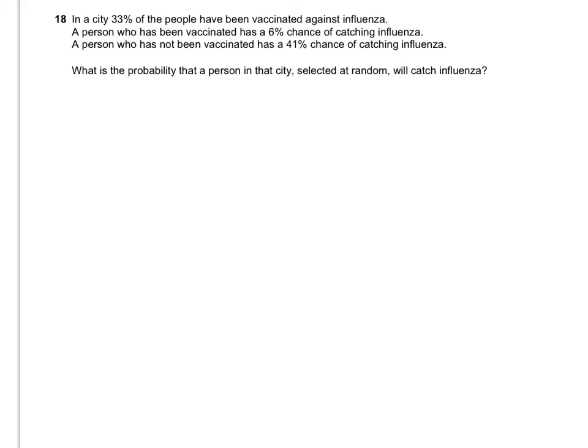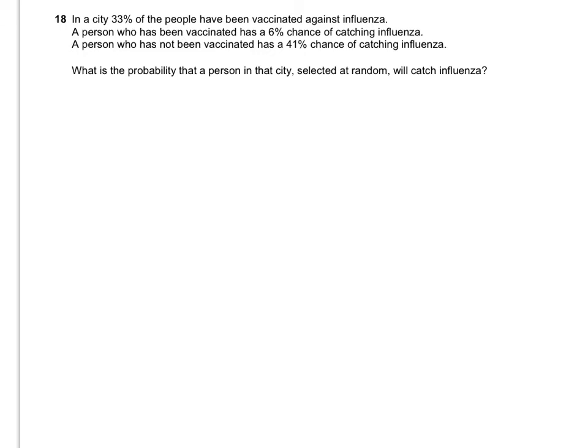Question 18. In a city, 33% of the people have been vaccinated against influenza. A person who has been vaccinated has a 6% chance of catching influenza. A person who has not been vaccinated has a 41% chance of catching influenza. What is the probability that a person in that city, selected at random, will catch influenza?